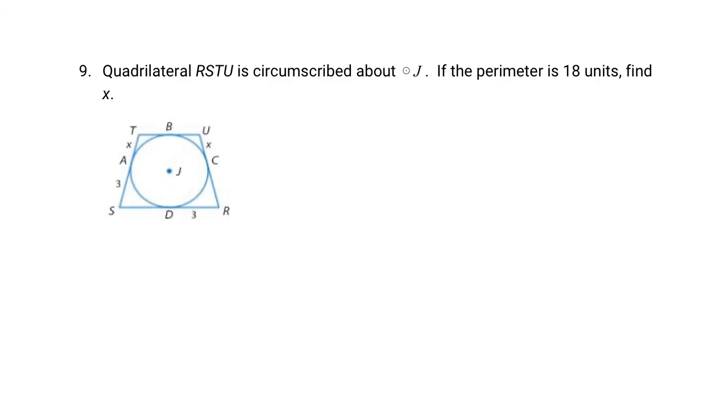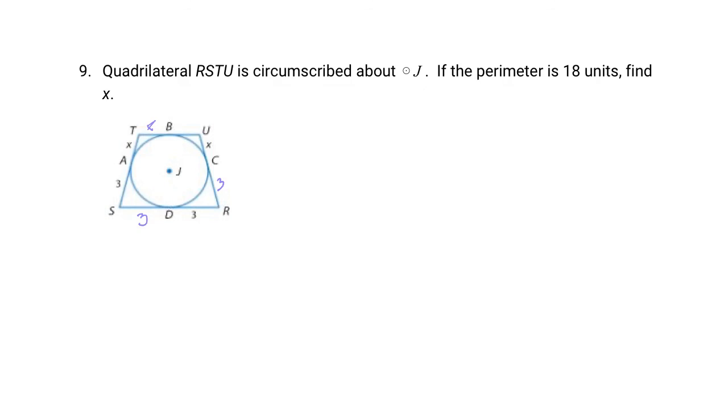So now we're told that the perimeter is 18 units. So that means we have to find what x is. Same idea as before. If CR and DR are from the same angle and they're both tangents, that means they're congruent. So CR is 3, just like DR, and AS is 3, so SD must also be 3.